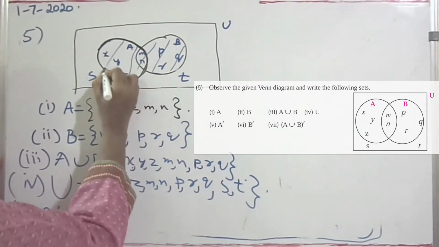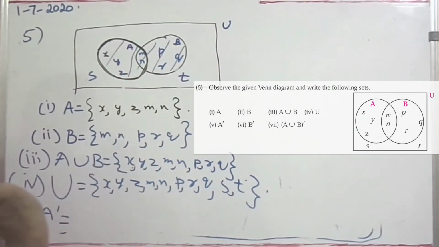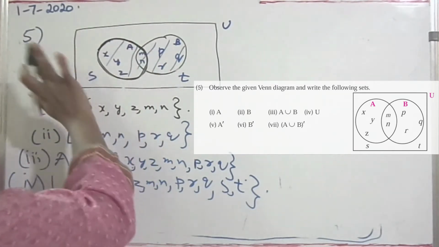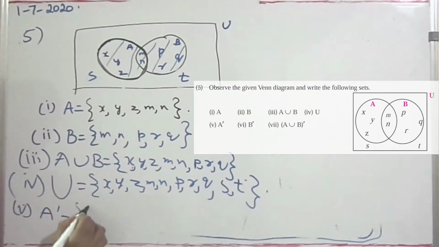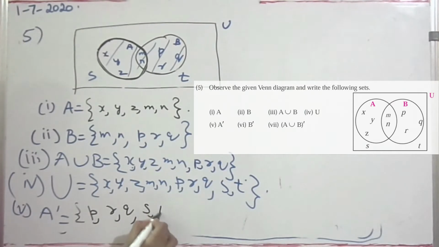So don't take the A's elements. Remaining elements you can take. So X, Y, Z, M, N will not come. So what will come? P, R, Q, S and T. Whatever is outside A, that comes.